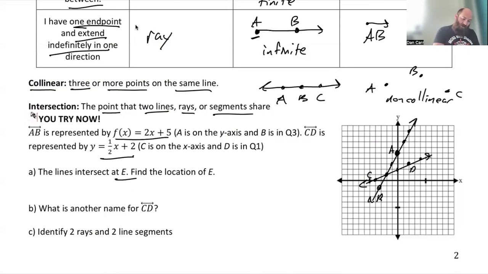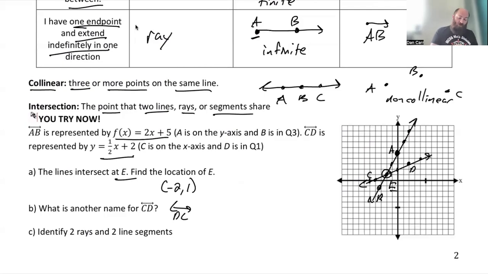The lines intersect at point E, find point E. So I saw that they crossed right there. There's my intersection point. And that is crossing at the point -2, 1. Was another name for CD? Well, I could do a line DC if I wanted to.